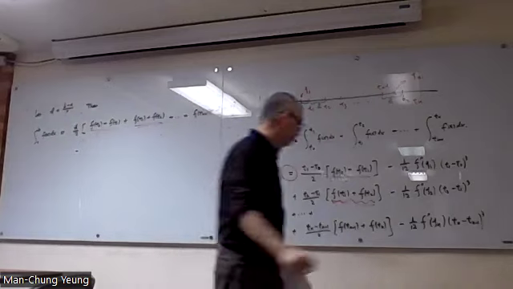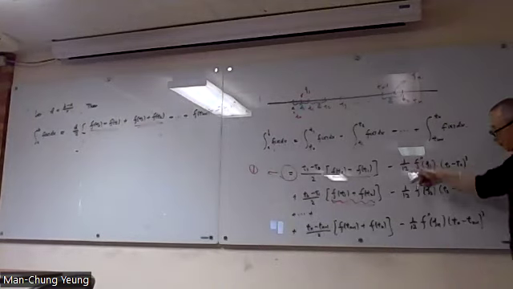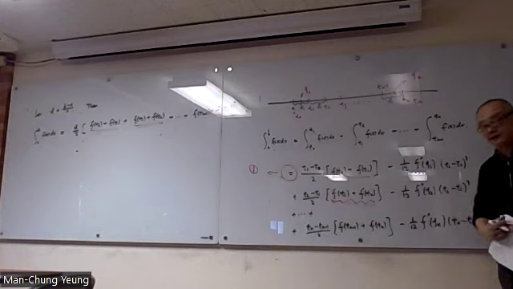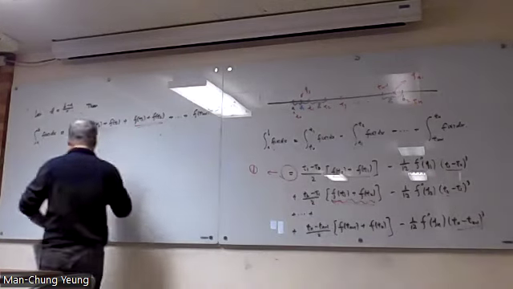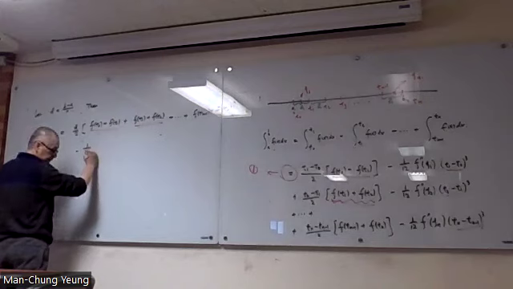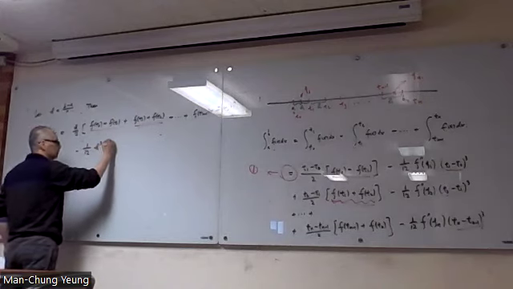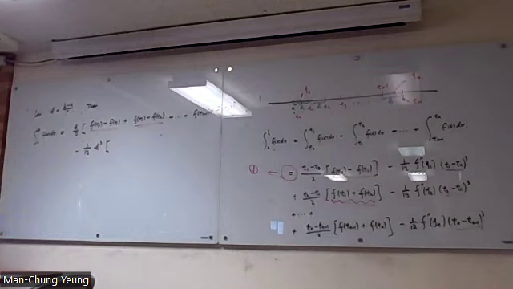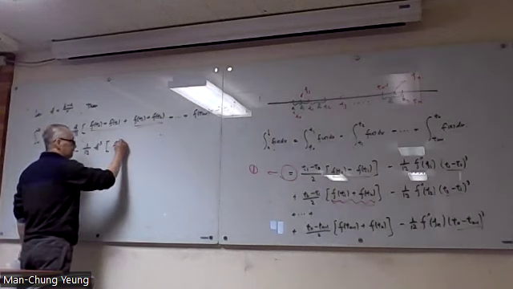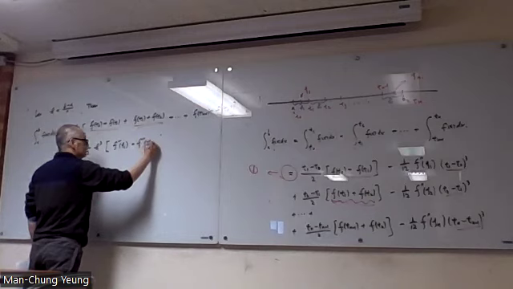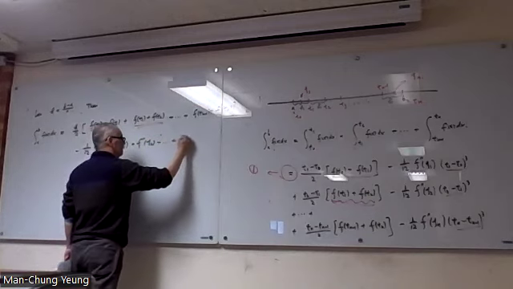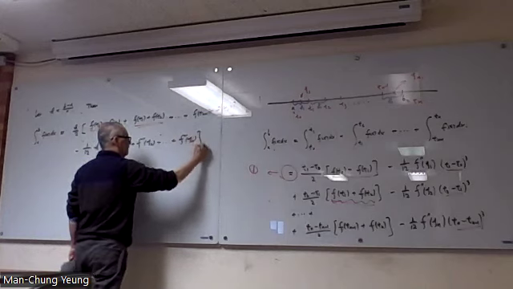Now the errors: 1 over 12 is common, and each length is H. So I have 1 over 12 times H to the third, times the second derivative evaluated at psi 1 plus psi 2, up to psi n.